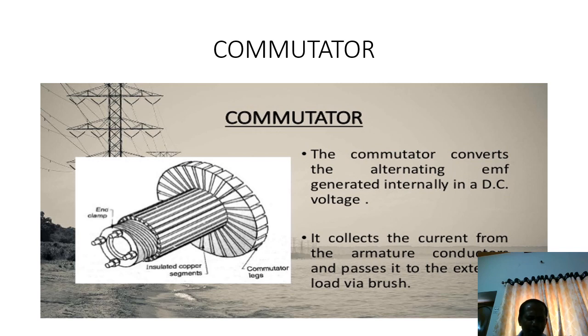The commutator is an important part of a DC generator. It facilitates the collecting of current from armature conductors. It converts the alternating current induced in the armature conductors into unidirectional current in the external load circuit. It is fixed on the main shaft on one side of the armature and rotates with the armature winding. The armature winding terminals are connected to the commutator's risers.